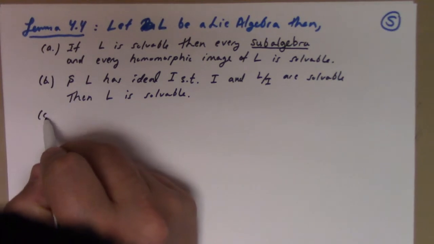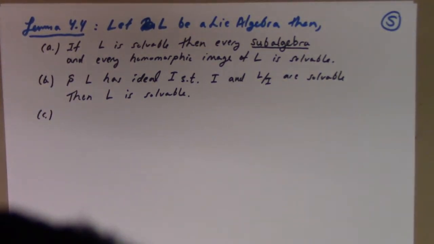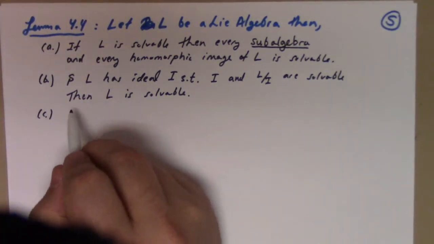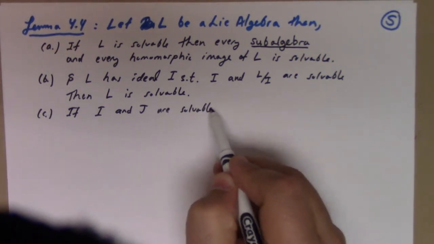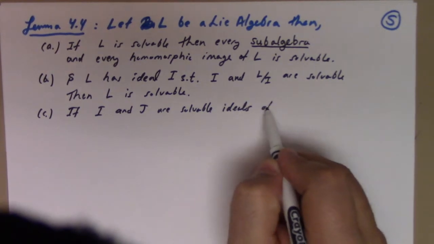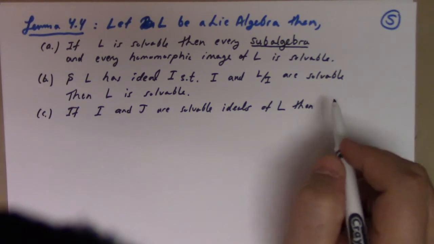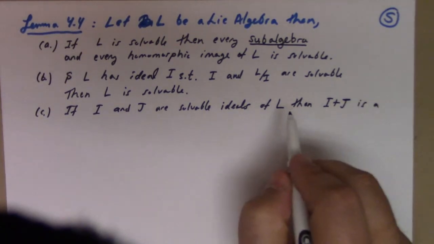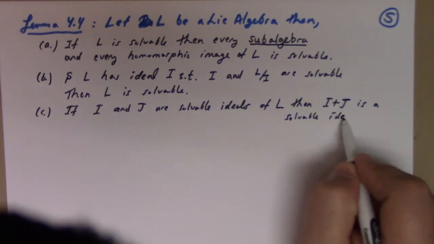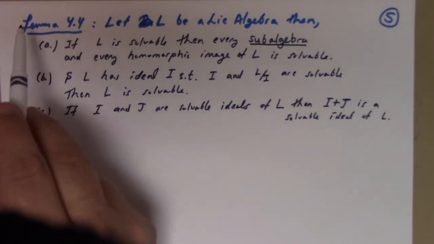Oh, and then part C. Let me see, what did part B say? If L has an ideal I such that I and the quotient L mod I are solvable, then L is solvable. Oh, hey, that's pretty cool. So if you know the quotient and an ideal are solvable, that gives you that the whole space is solvable. Neat. Part C: if I and J are solvable ideals of L, then I plus J, remember, which is formed from the span of things from I and J, is a solvable ideal of L. Okay, so that's lemma 4.4.